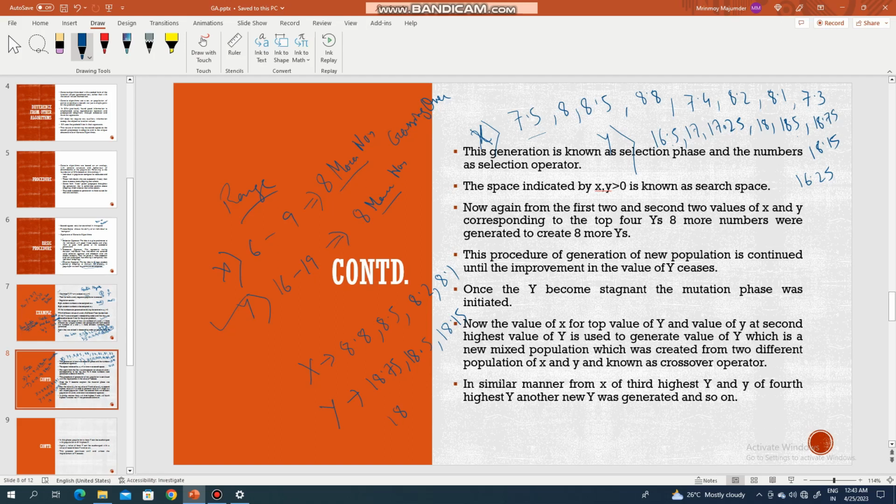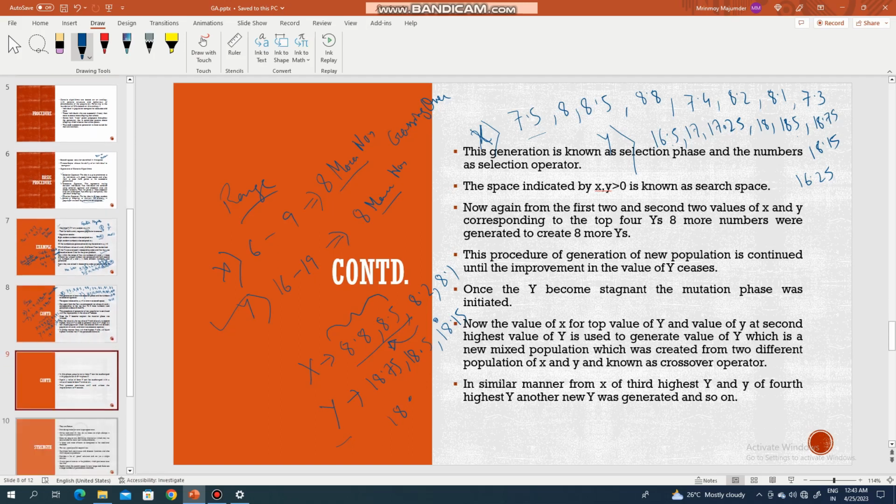So now the interesting part will come. During the crossover, what will happen? The top 2 numbers of this x population will be exchanged with the third and fourth numbers of y population. So here the third and fourth are 18.15 and 18. So this and this will be exchanged with this and this.